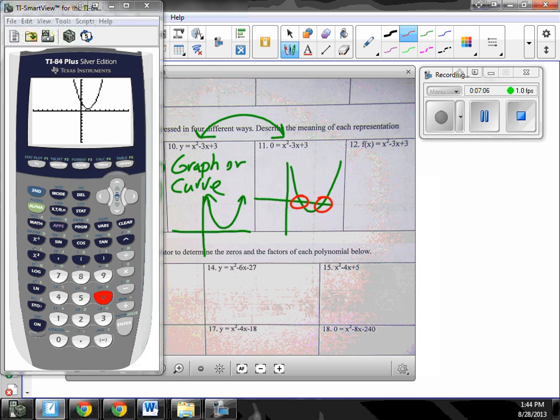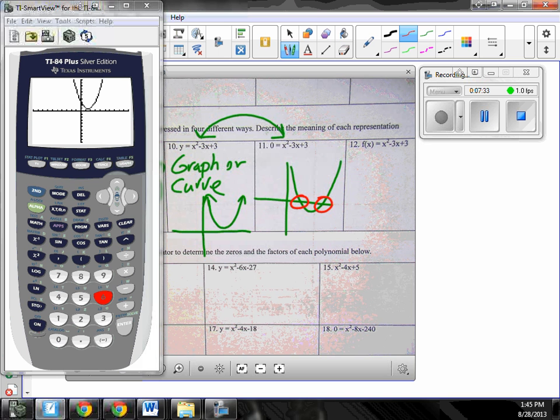So in number 10, the entire curve is the equation. But in number 11, we ignore the curve and we only look at where it touches the x-axis. Now these places have 3 names. Anybody remember from last year what they're called? They intersect the x-axis. That's usually not how we talk about them.